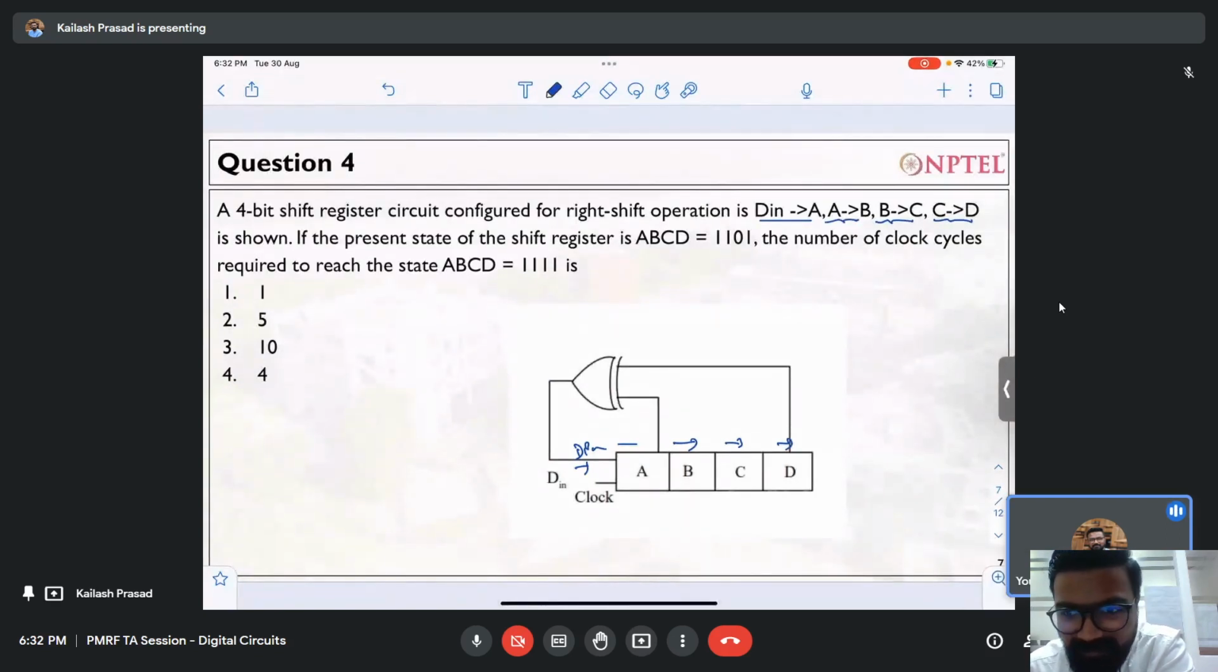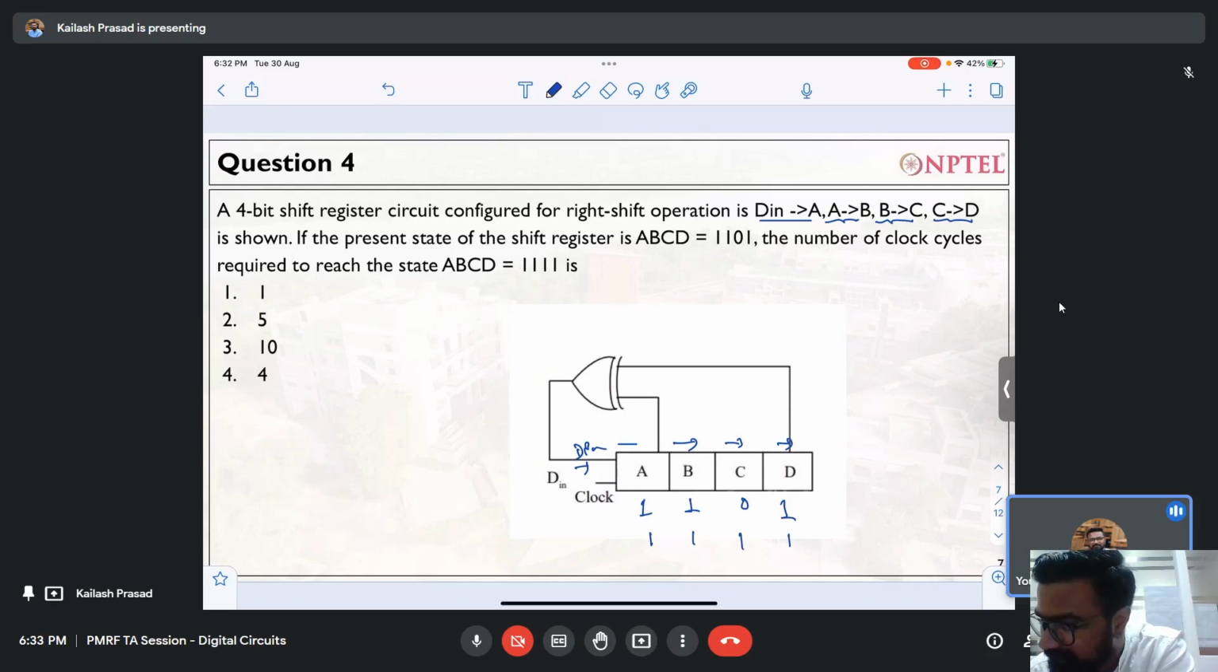The question here is, suppose the initial state is 1101. So this is your initial state. If this is the initial state, what is the number of clock cycles it will require to reach the state of 1111? So the question is clear, everybody, right?